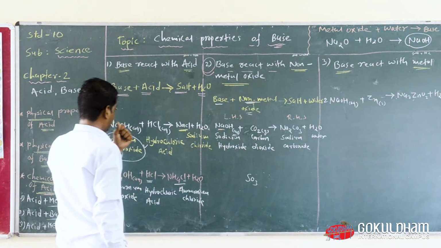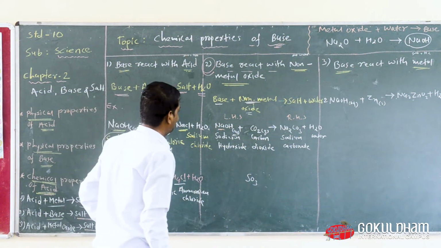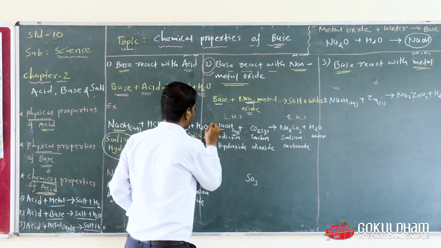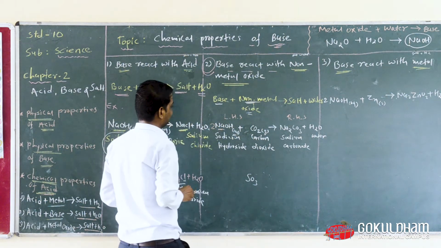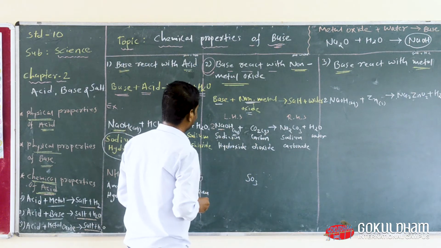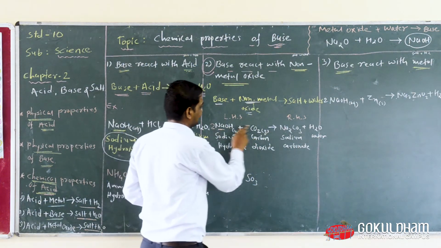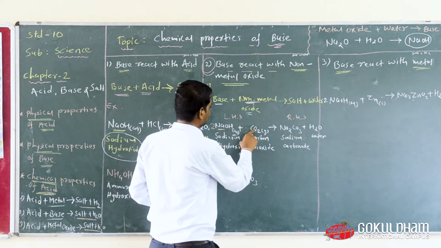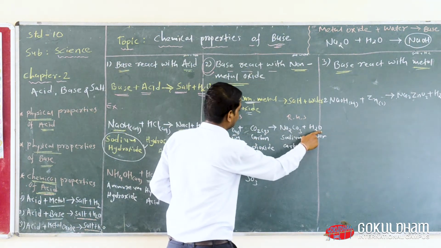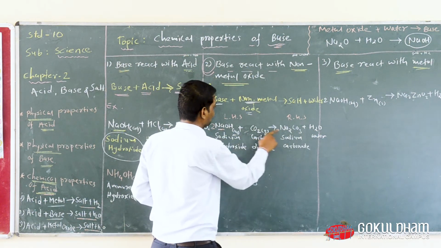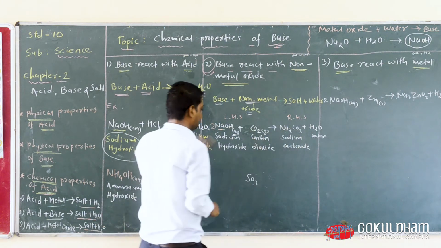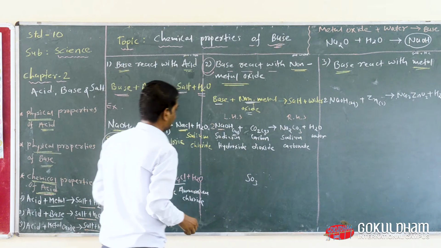We need to balance the equation. What will we have to do? When we write 2 here, at that time our equation is balanced. Now sodium 2, oxygen 2 plus 2, 4, 3 plus 1, 4. Hydrogen is also 2. Carbon 1, carbon 1. So now our equation is balanced.